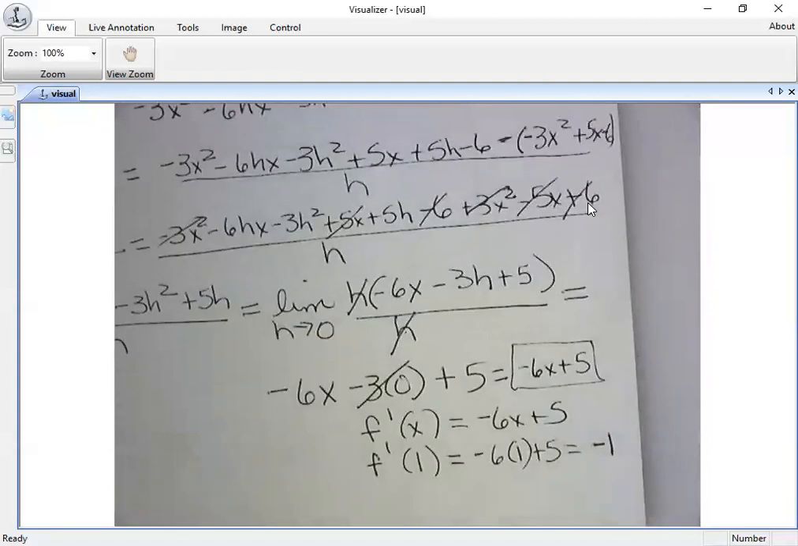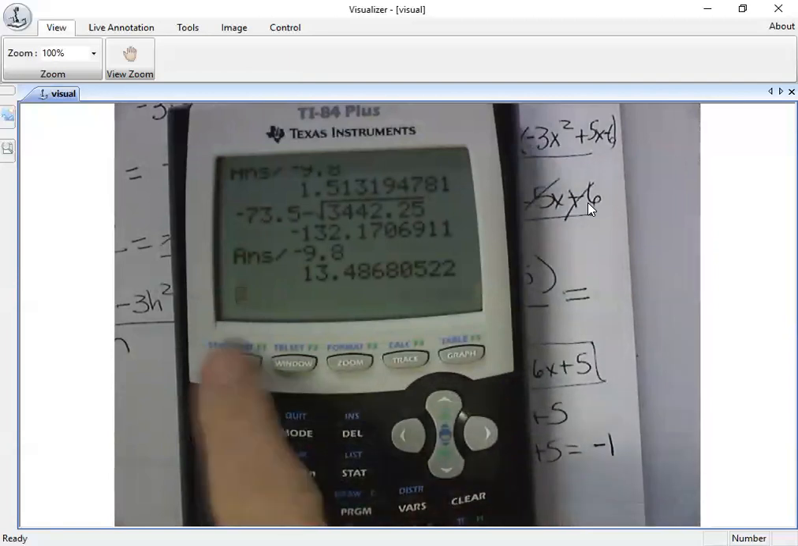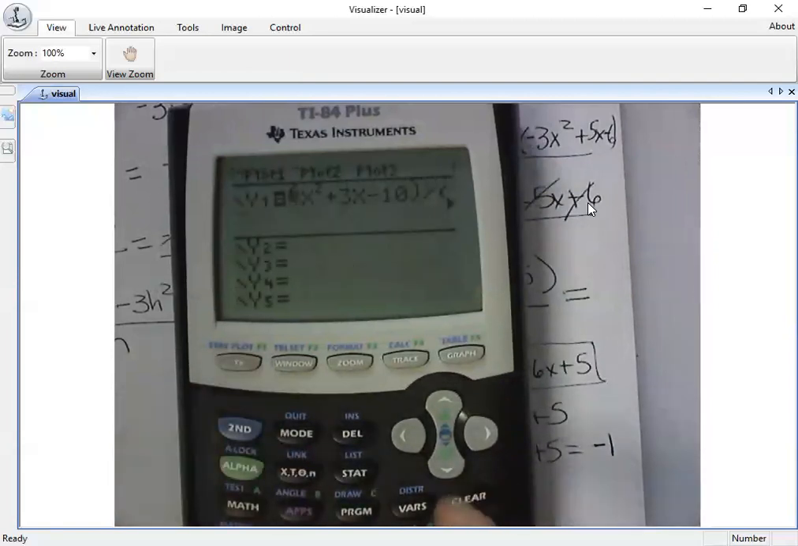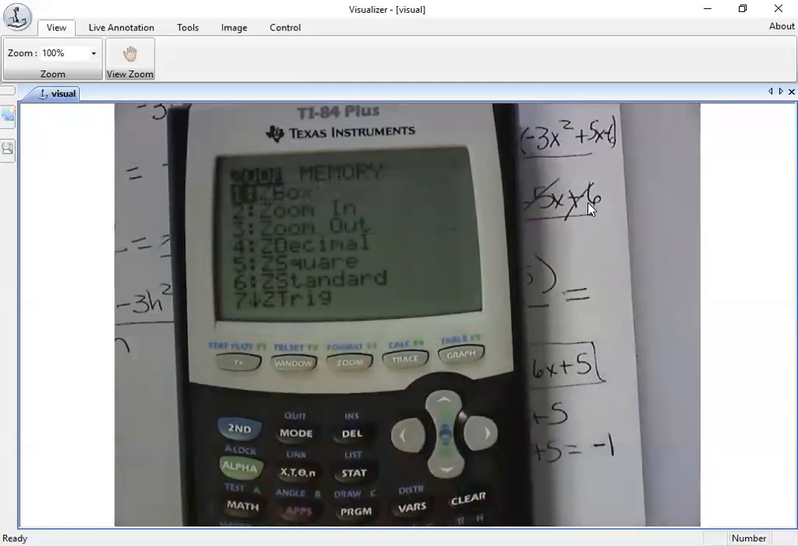All right, I want to show you this just so you can kind of get an idea. All right, let me go into the y equals, and I'm going to type in negative 3x squared plus 5x minus 6 because that's our original function. And I want to, let's do this.